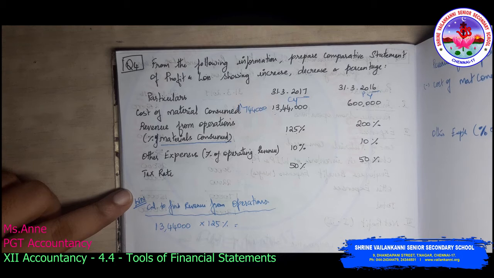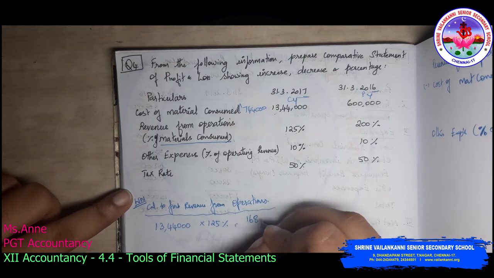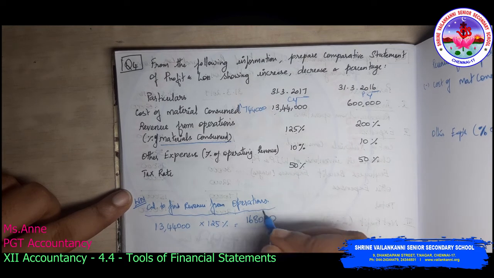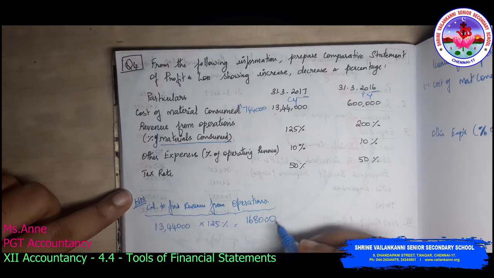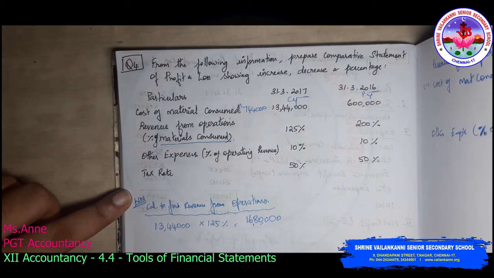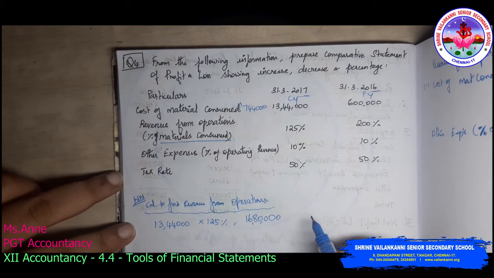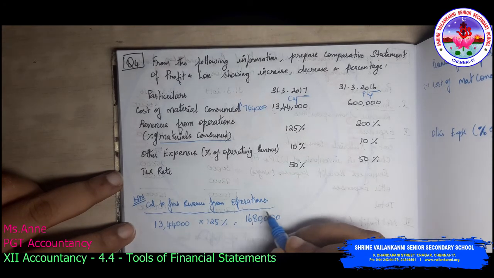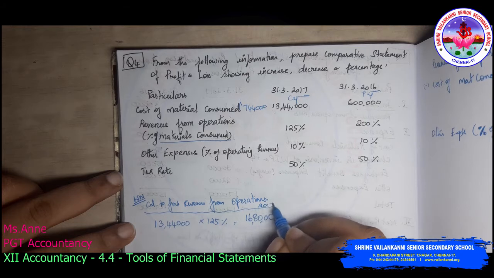So if I am doing this 13,44,000 into 125%, I am getting 1,68,000. So not 1,68,000, sorry, 16,80,000. So I am getting this 16,80,000. That will be my revenue from operations for 2017. So I am just writing it here, 2017.